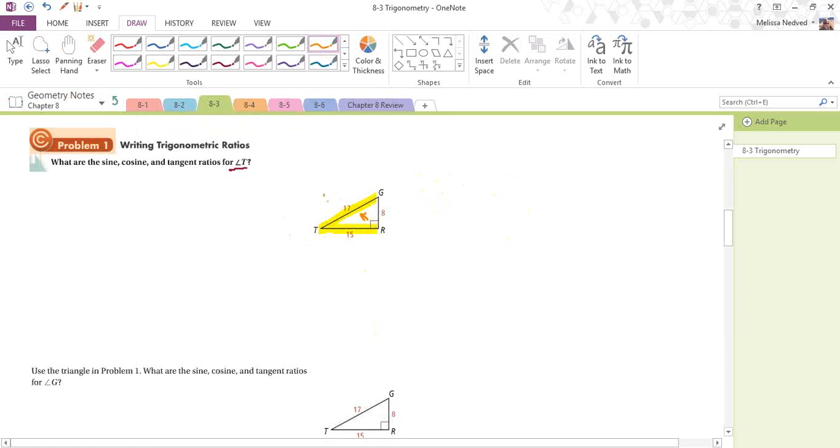Hypotenuse is across from the right angle. That's going to be this TG. Adjacent, let me do opposite first. Opposite is across from the angle I'm looking at. That's angle T. It's the side that does not get highlighted, making then the remaining highlighted side the adjacent side.